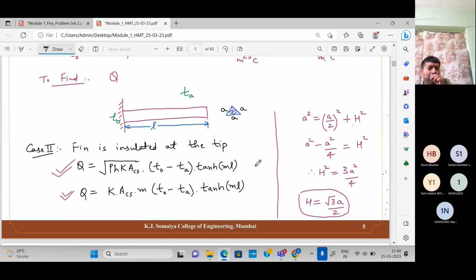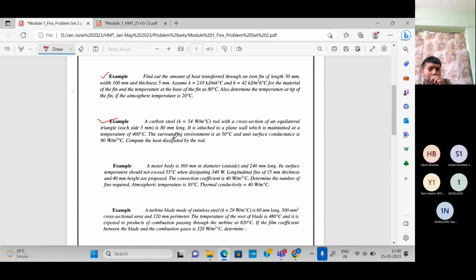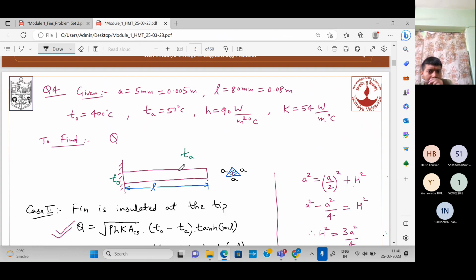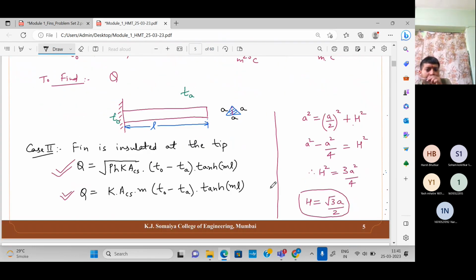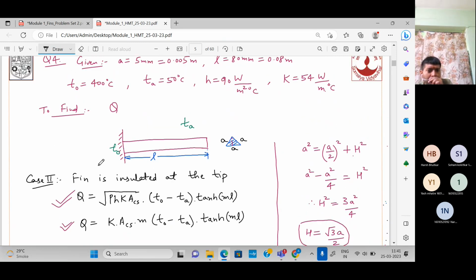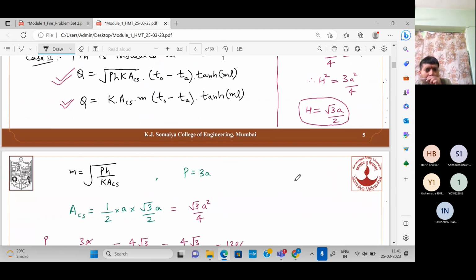Okay, so what we have done in this problem: the thermal conductivity of the fin is given, the cross section is an equilateral triangle, the side is given, the length is given. The base temperature and the surrounding temperature are given, and the convective heat transfer coefficient is given. We have to calculate heat dissipation. A straightforward formula is there, everything is given, so we have put in the values. The only thing is that this is a fin having triangular cross section. We solved this problem for case 2, that is, the fin has finite length and is insulated at the tip. All the values are given. That's it, a straightforward problem.